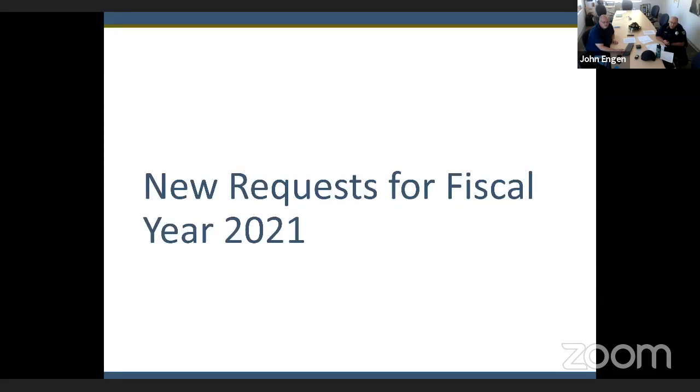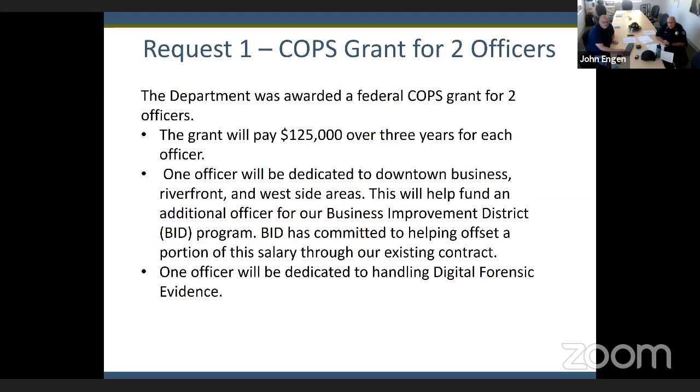So I want to move into the new fiscal year requests for what we're asking for in this upcoming budget year. So request number one is for our COPS grant for two officers. That comes from the award of a federal COPS grant for two officers. The grant overall will pay $125,000 over 3 years for each officer. So that means that we will have this grant cover $250,000 over the course of those 3 years for these two officers.